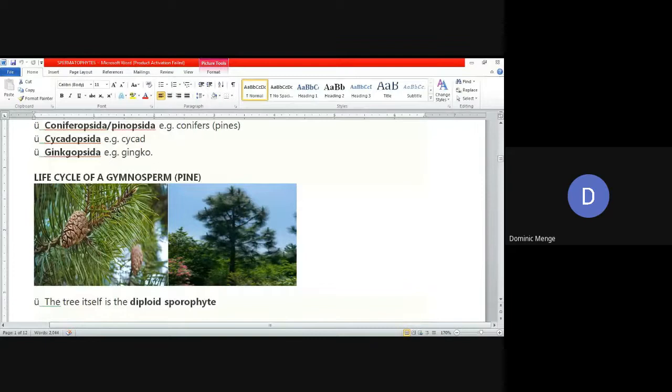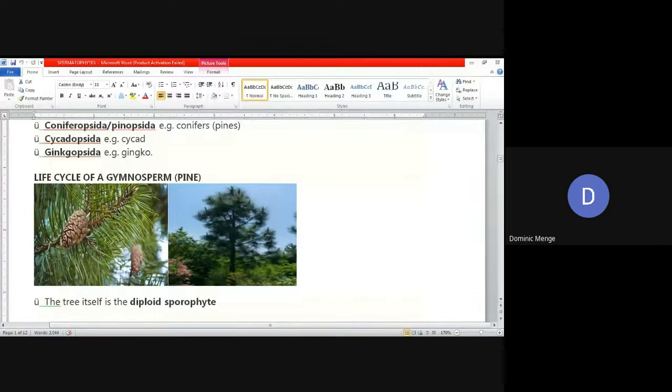So you should be able to differentiate this cycle from what we did when we worked on a fern, a very good example of a fern. And then we said some of the pteridophytes, how they are moving, the life cycle, what are the differences? Because we are moving from the mosses, liverworts, and ferns.